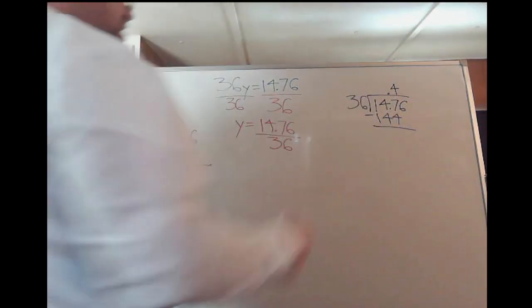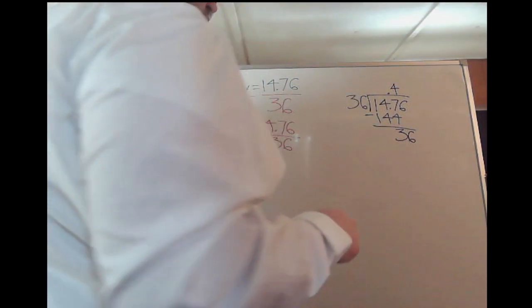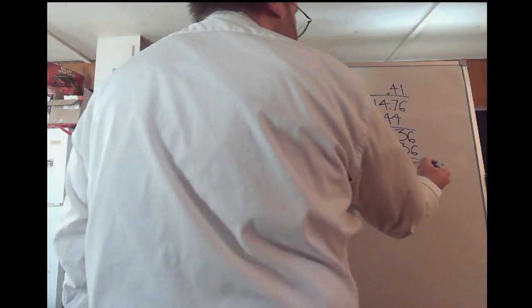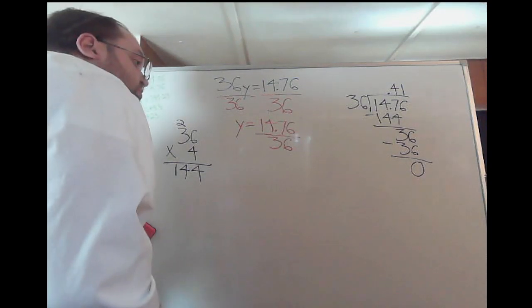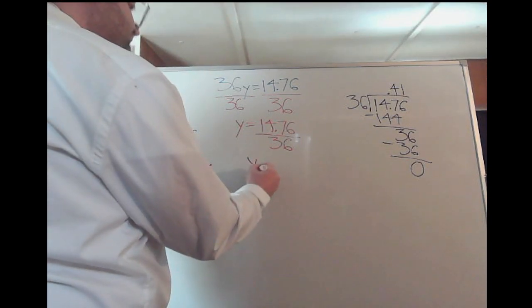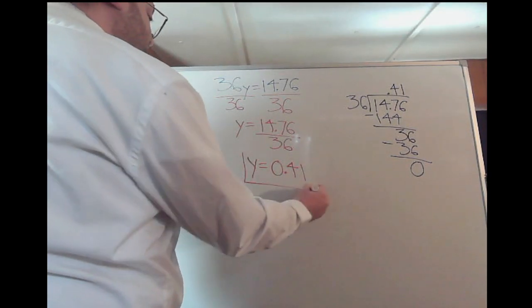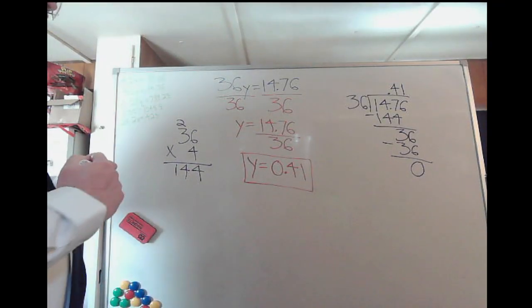So remember, when you're doing a subtraction with the decimals here in the division part, you ignore the decimal for the time being. 147 minus 144 is 3. Bring down your 6. Then you'll have 36 goes into 36 how many times? Just 1 time. Then 1 times 36, well, that's 36. So 36 minus 36 is 0. We have a remainder of 0. So your answer to this is y equals 0.41. That's what you would get for y, is 0.41.